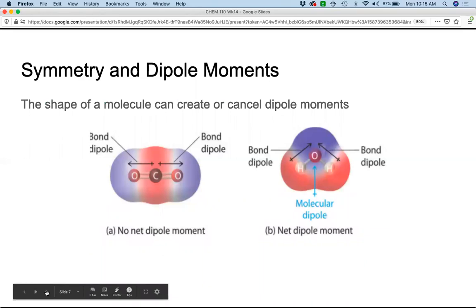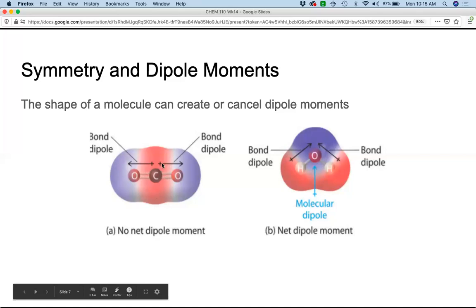So if you think about your dipole moments and symmetry, we talked about this example of water molecules. So Heba gave the example of a carbon dioxide molecule that's shown on the left. And what I want you to notice is you have the partial negatives on your oxygens and a partial positive on your carbon.